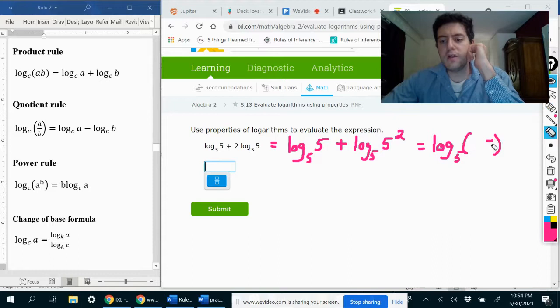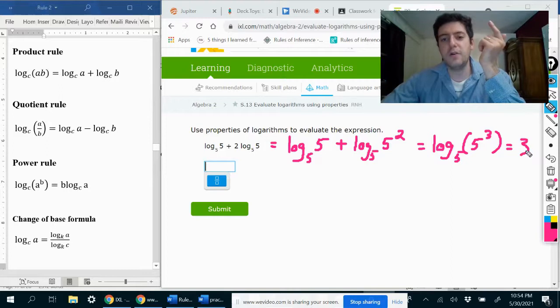But you know what? It's even easier if we just write this 5 to the second power times 5 as just 5 to the third power. And then we can easily see that the answer is going to be 3, because the log base 5 of 5 to the third power is 3.